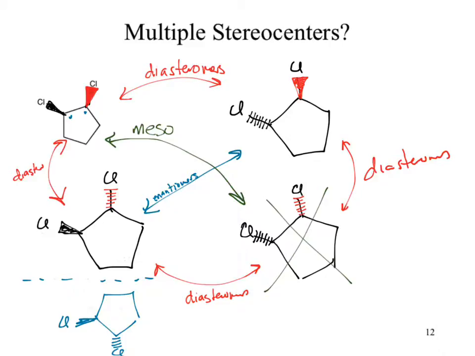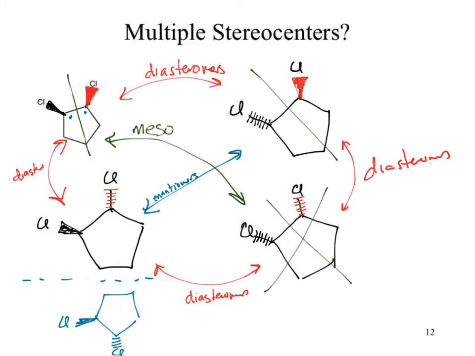How do I know it's meso? Look for two chiral atoms. Yes, it has it. Look for an internal mirror plane. That internal mirror plane and two chiral atoms is a big red flag for a meso compound. We don't have that in any of the other structures.